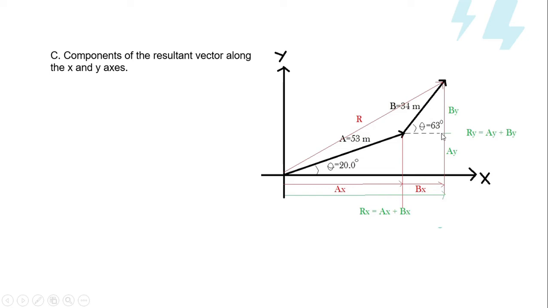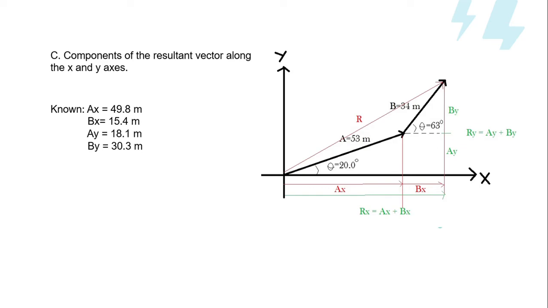Since all of the components of these vectors A and B are known, we can solve for the components of the resultant vector along the x and y axis. It's very necessary for us to know first these components of the resultant vector to find its magnitude, because it's very hard to solve for its magnitude when nothing is known yet.